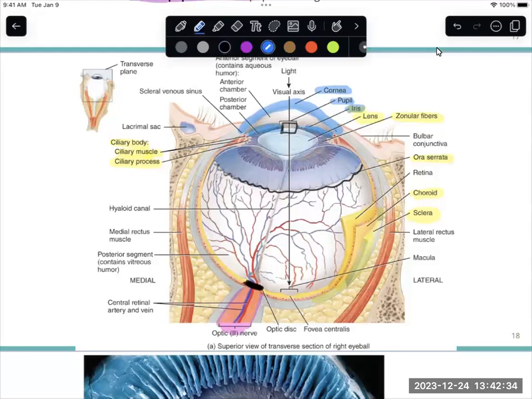And then we have the retina as the most inner layer of this eyeball here. So this whole inside that is shown in yellow here, that is the retina.